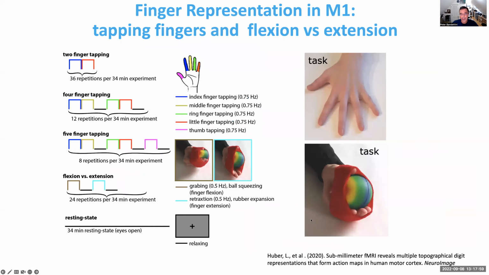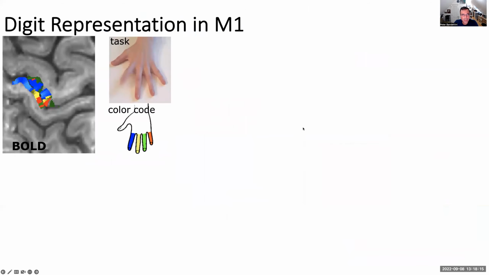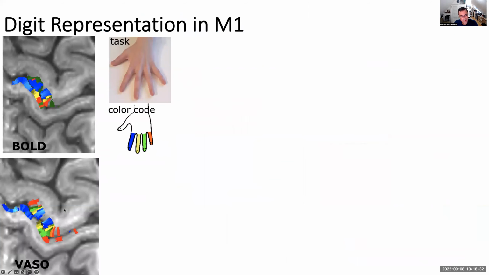As I mentioned, we're not only doing layer mapping. This is a really nice experiment that Renzo did in which he just thought, well, let's see how far we can push the resolution by looking at columns, or individual digit mapping. Many people have done this and they get something like this. In sensory cortex, you get some differentiation. In motor cortex, it's a little messy, but you get some differentiation of each digit. Looks pretty good. But with VASO, it just pops out.